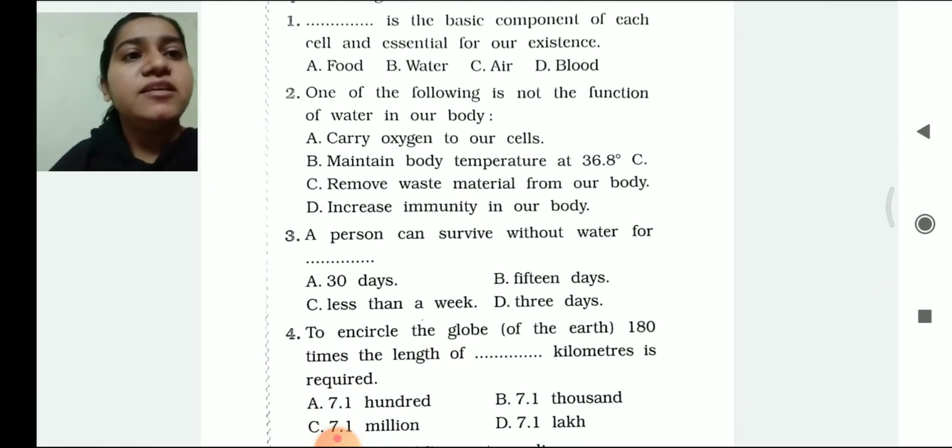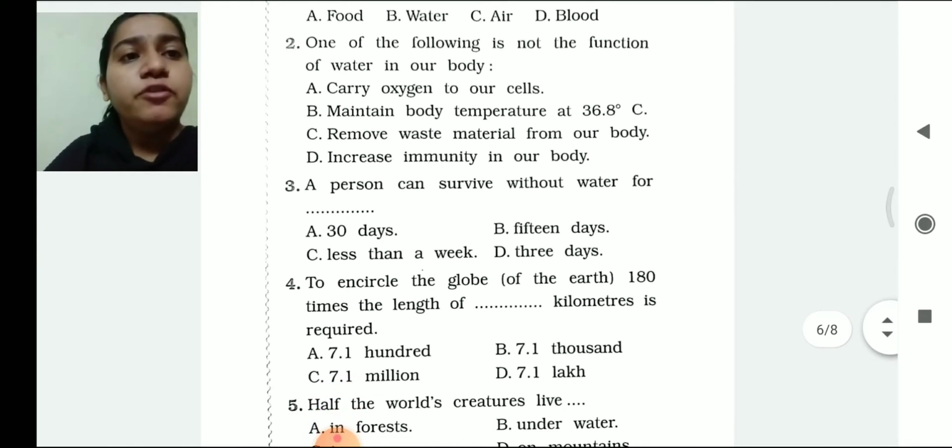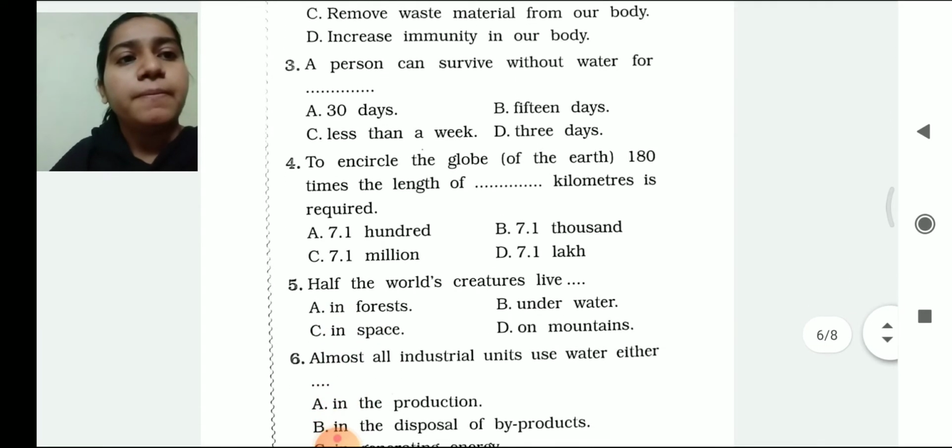Dash is the basic component for each cell and essential for our existence. So the answer is water. One of the following is not the function of water. The options given here are carry oxygen to our cell, maintaining body temperature at 36.8 degrees Celsius, remove waste materials from our body and increase the immunity system of our body. So the answer here is increase the immunity in our body.